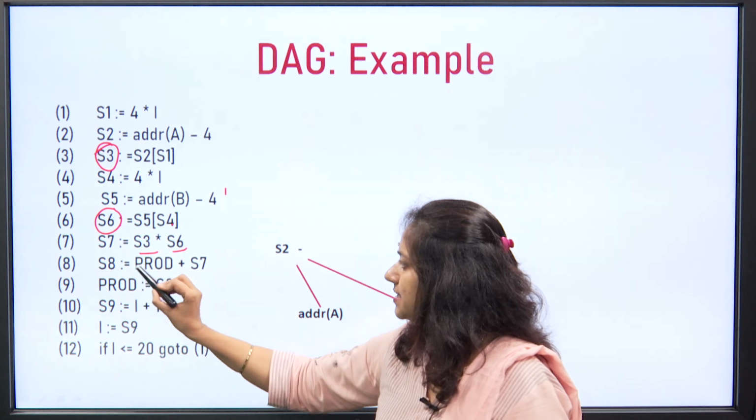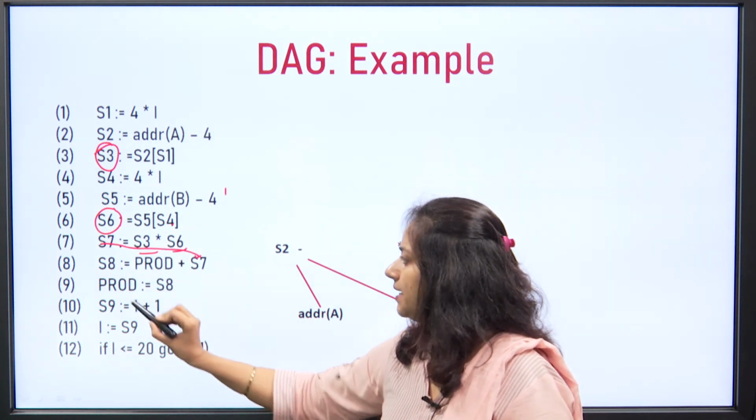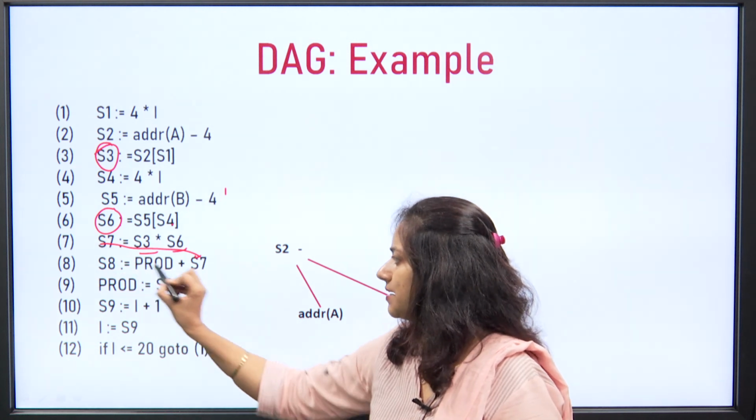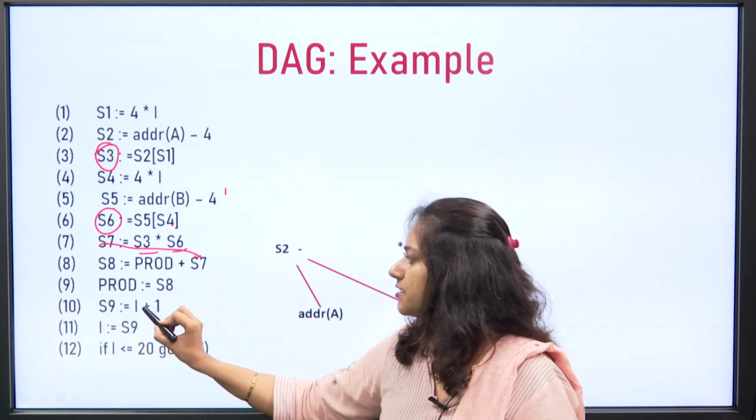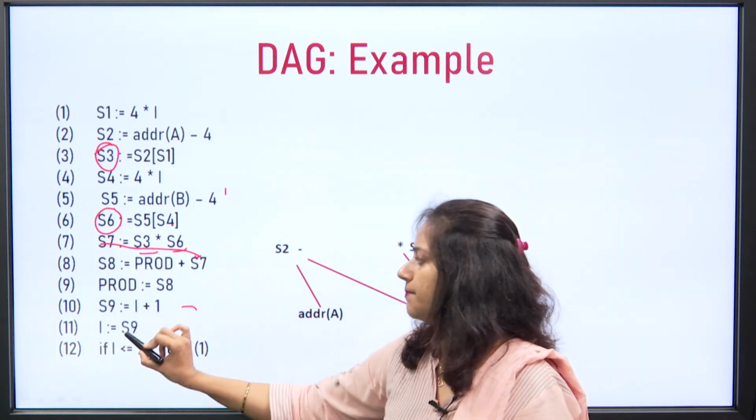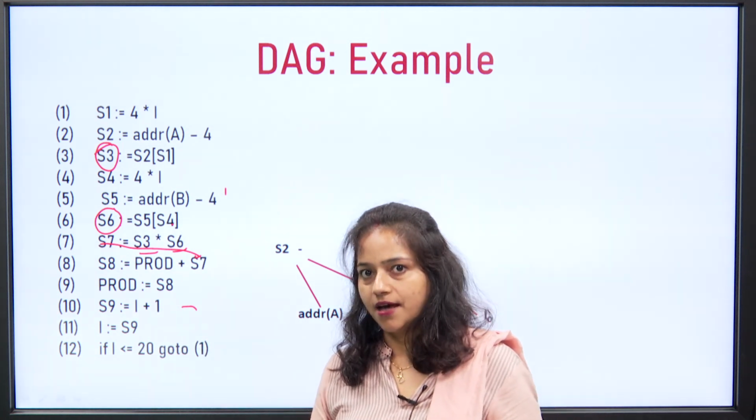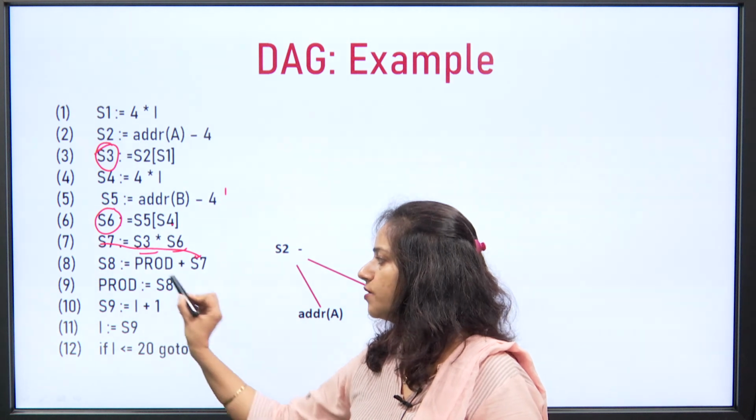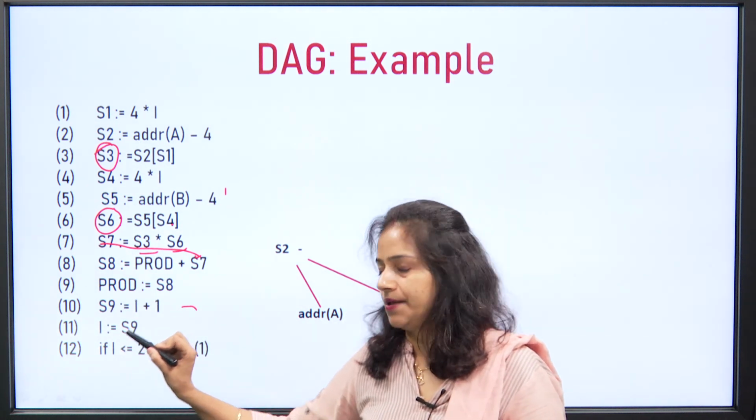Now, S8 is equal to product plus this S7, and then this result is assigned back to product. Then S9 is equal to I plus 1, and then I is equal to S9. This is nothing but I is equal to I plus 1, but done in 2 steps, where the first intermediate result is stored in a temporary variable and that value is assigned to I.